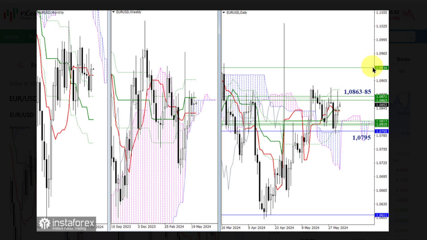The lower boundaries of the zone are formed by a cluster of support levels around 1.0817, 1.0795. Overcoming and a firm consolidation below these levels will provide bearish prospects.